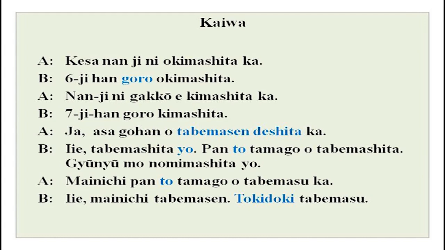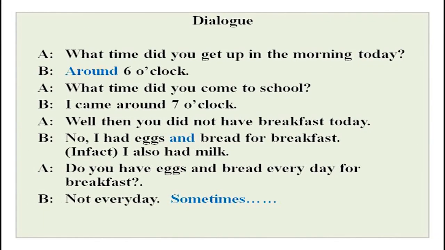So, how much did you understand from this? We have done quite a few things over here. Almost all the verb forms over here have been covered. Well, there are a few new words like goro, yo. Yo is a particle, to is a particle, and tokidoki, another new word, which we will do in this lesson here. Kesa nanji ni okimashita ka? So, what we can do is, we can quickly go through the translation and then explain what we have to do later.